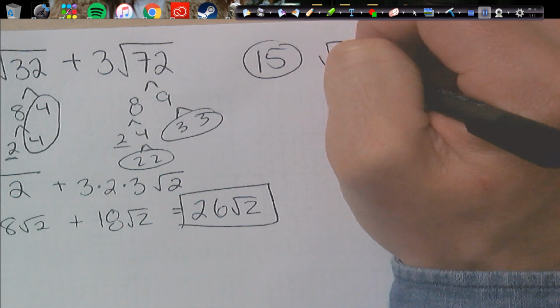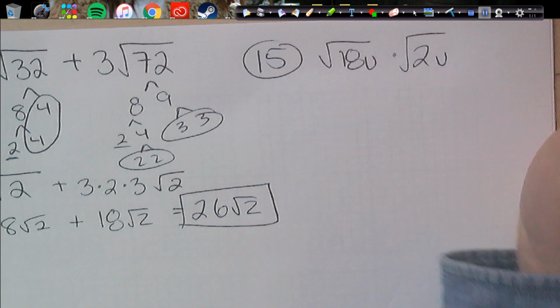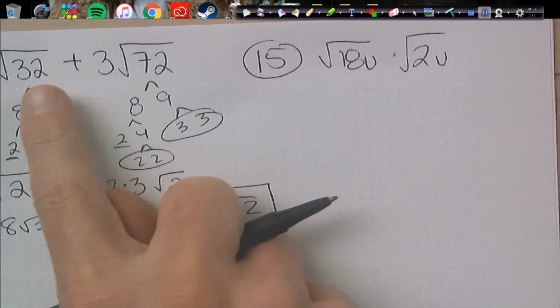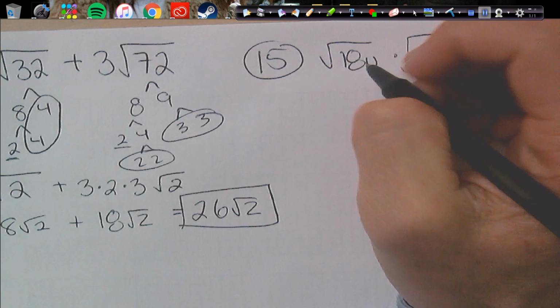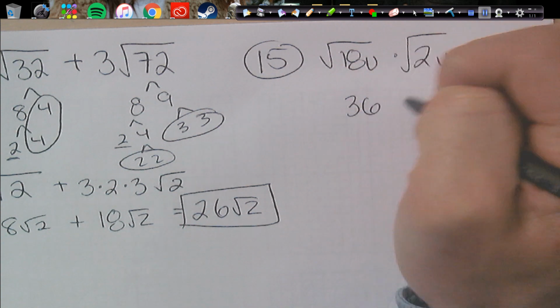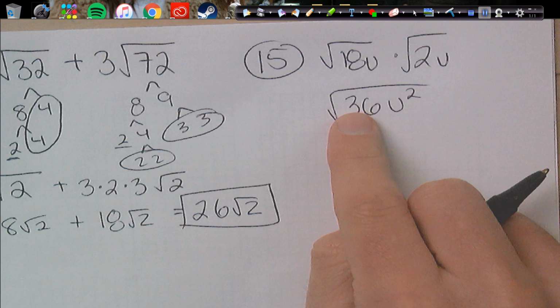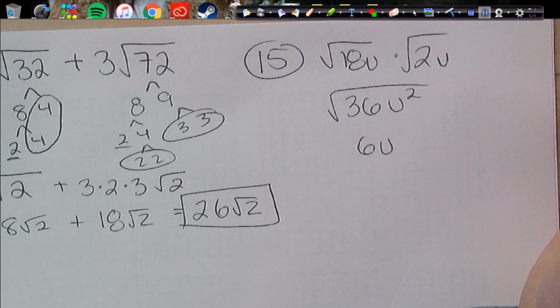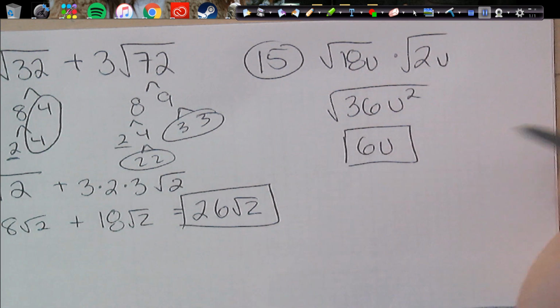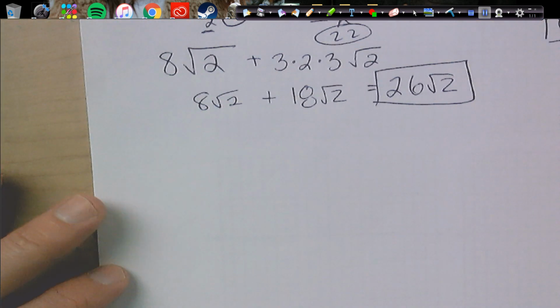We get rad 18 over u times 2u. When we're multiplying, adding we had to have the same base, but multiplying we can just multiply the insides together. So we're going to get 18 times 2, which is 36, and then u squared. And then we can take the square root of 36, which is 6, and the square root of u squared, which is u. Okay. Coming down to the end here, close to it at least.